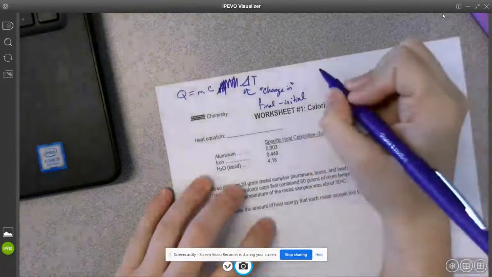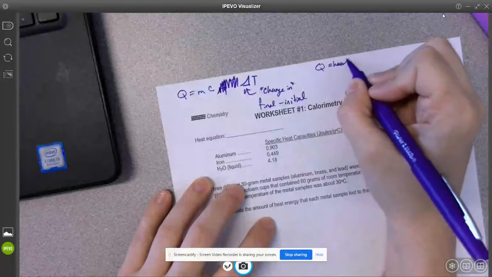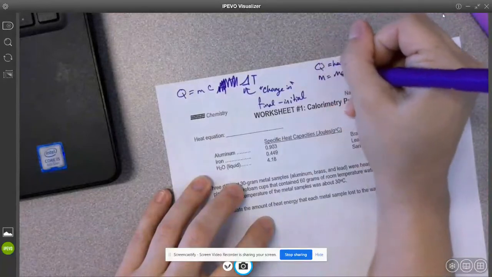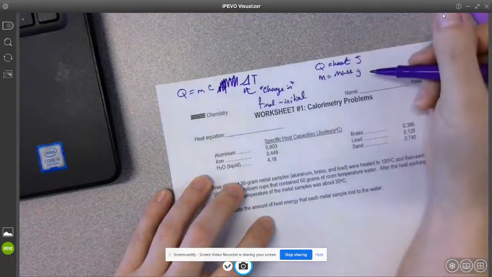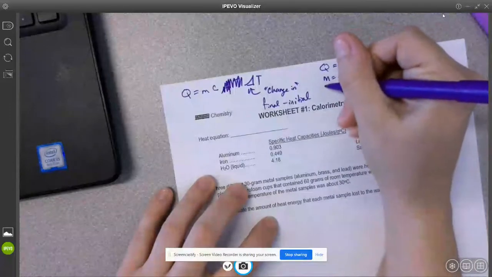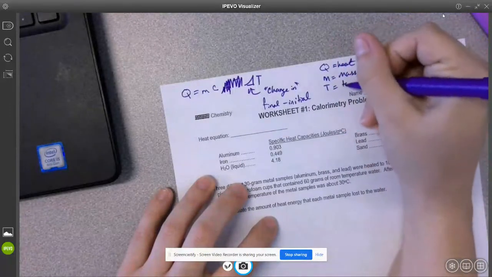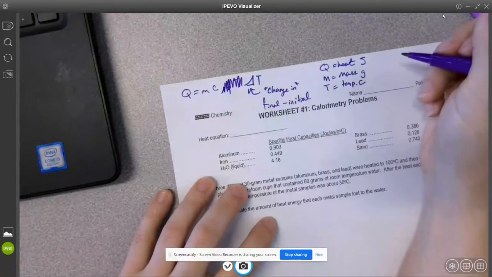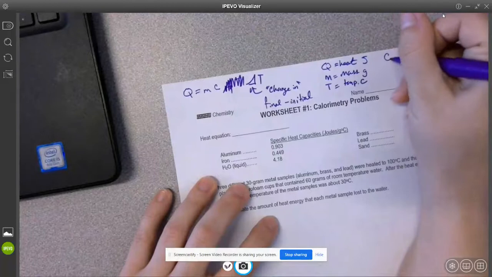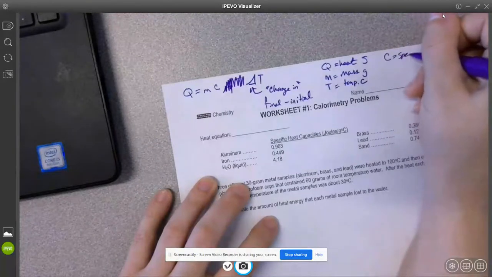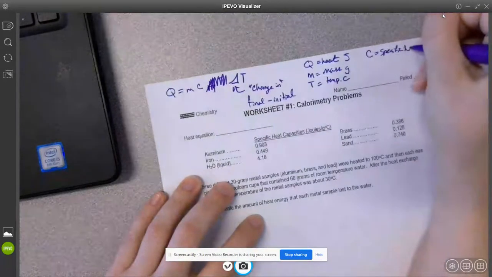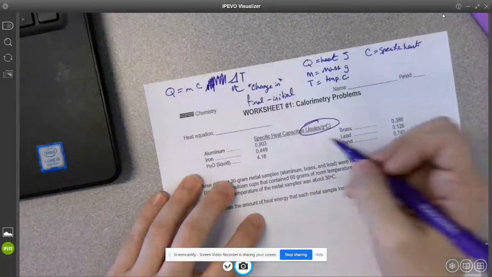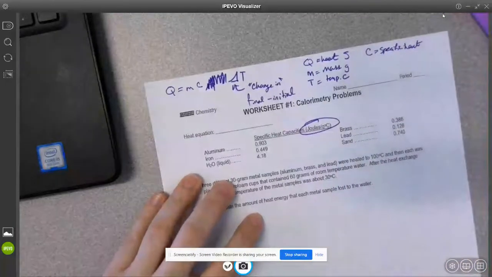So Q is your heat. It should always be measured in joules. M is your mass. Generally keep that in grams. Temperature is always going to be in Celsius. And last but not least, you are going to have your C. This is your specific heat. And generally, we're going to try to keep that in joules per grams times Celsius.